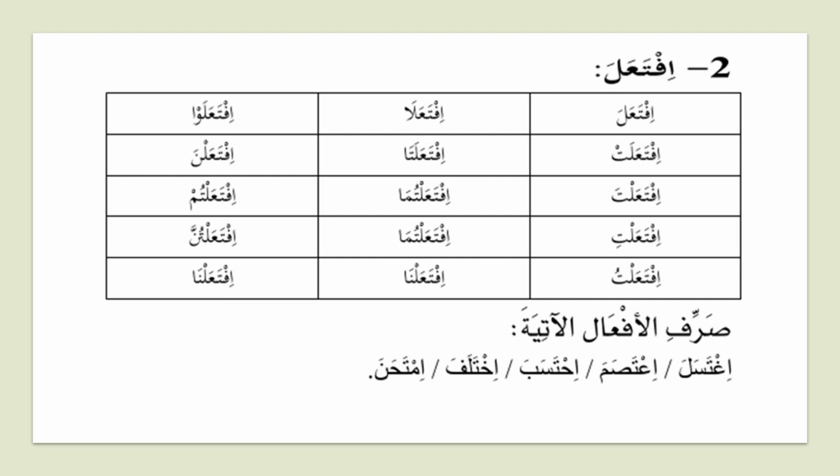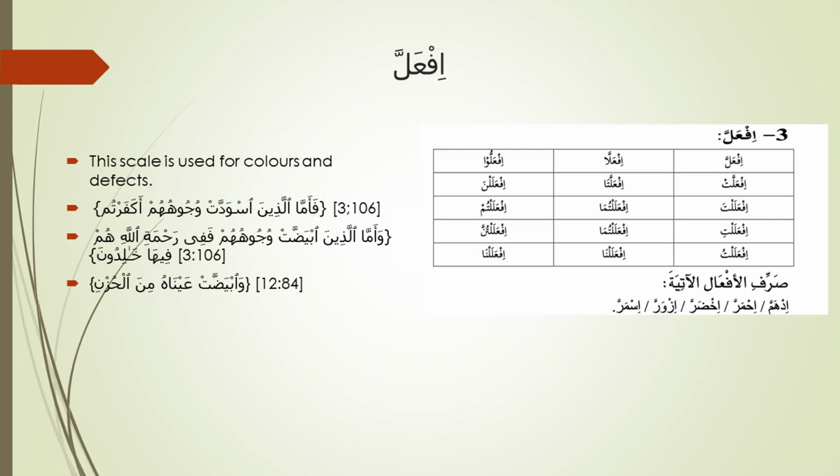Okay, we'll continue to the next scale. We have the scale if'alla. This scale is used for colors and defects. So all the scales, their use will come in a different book, what each scale is used for. This one, if'alla, is used for colors and defects.